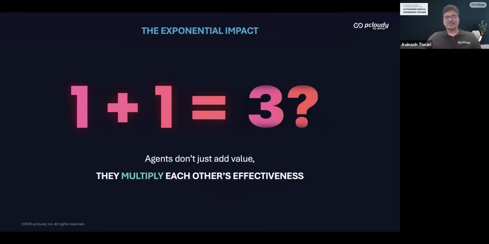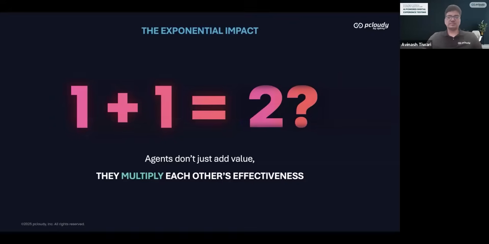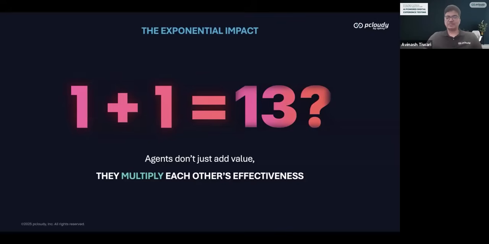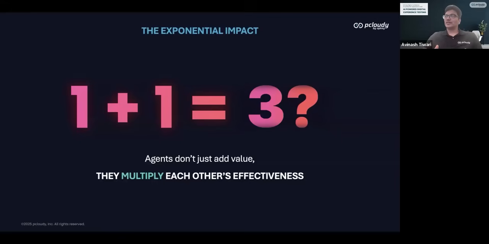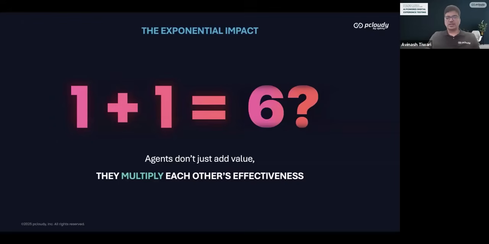So the question is, again, going back to exponential impact, and I kept harping on this point that 1+1 in the world of AI could be 2, it could be 3, it could be 11. It's your choice, right? So agents don't just add individual value. As soon as you attach multiple agents, they multiply, and the effectiveness of the overall ecosystem can become exponential, and that's the true nature of an AI-driven ecosystem, which was not possible with the previous technology shifts that we had seen.